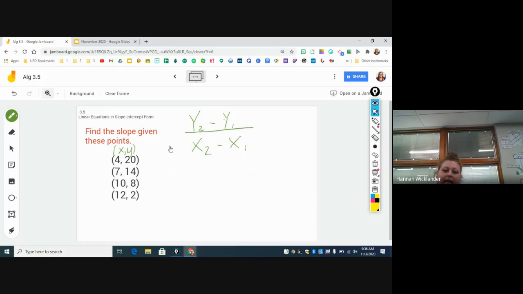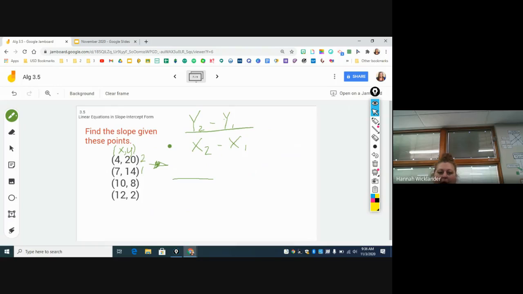So I can pick any of these two ordered pairs to plug into my equation. And I can make any of them y2 and any of them y1, but they need to be next to each other in your list of ordered pairs. So I couldn't pick 12 and 4. I need to pick these two right next to each other, or these two, or these two. So I am going to use 4 and 20 as my 2 values, and my 7 and my 14 as my 1 values. So I'm going to bring those numbers over here and plug them into my equation.